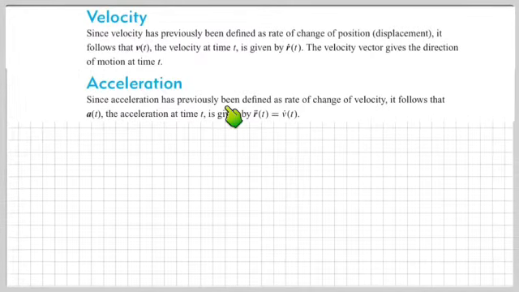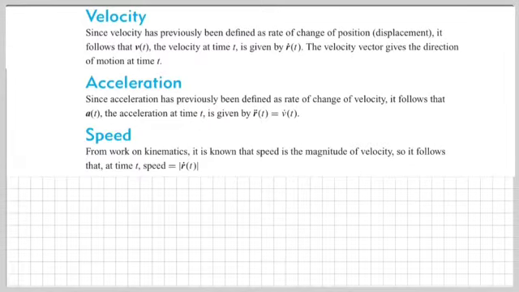Acceleration, that's same old. It's defined as the rate of change of velocity. Therefore, it follows that the acceleration vector is the second derivative of the position vector, or the first derivative of the velocity vector function. Speed is just the magnitude of the velocity, right? The magnitude of the velocity. This is the velocity, and its magnitude puts the modulus signs around the outside of it.